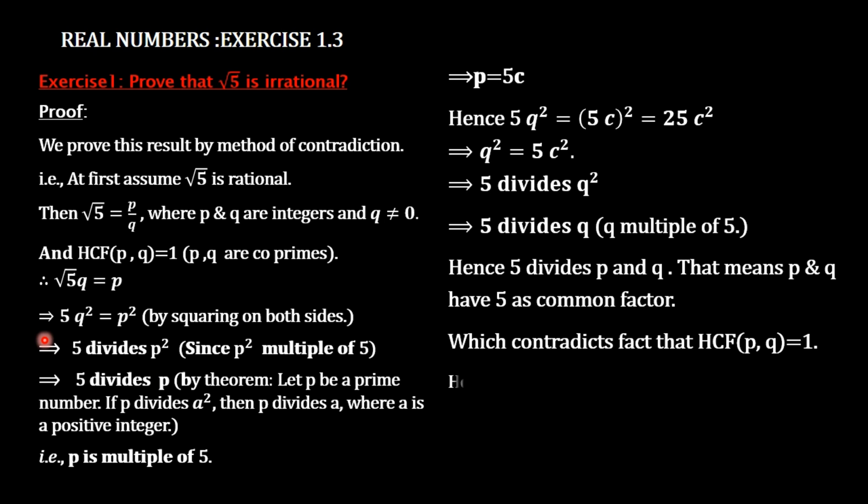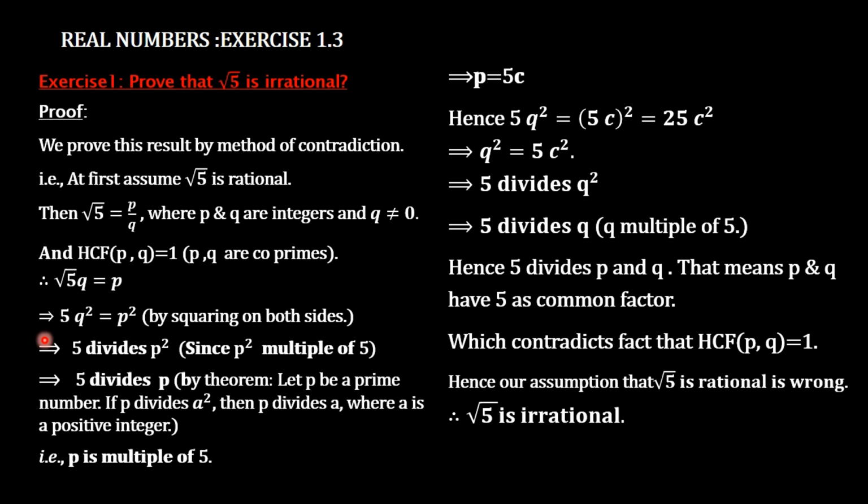So our conclusion: hence our assumption that root 5 is rational is wrong. Then, what is the other result? If it is wrong, then what is the other result? Root 5 is an irrational number.